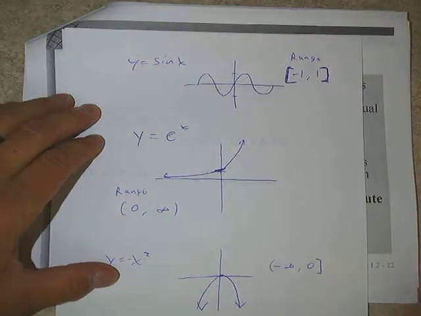Yes, because it actually does get to -1 and 1. So those should be brackets.